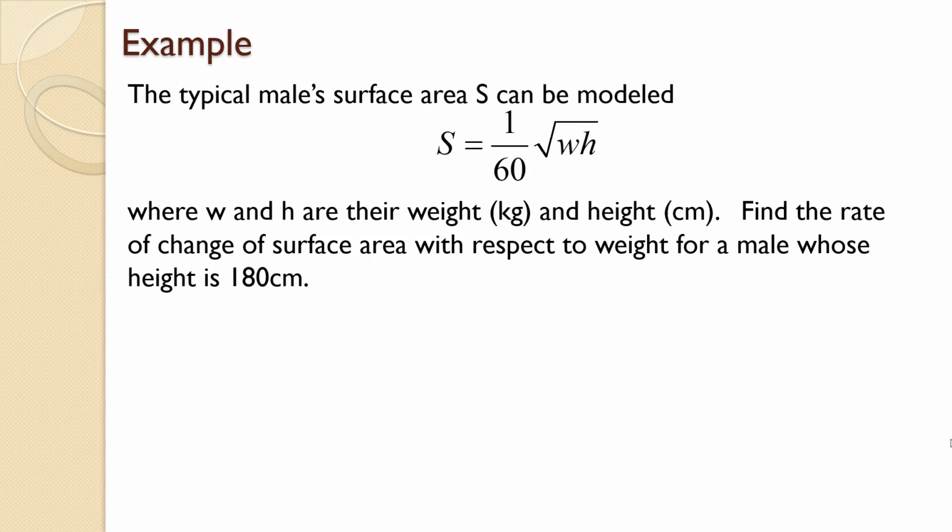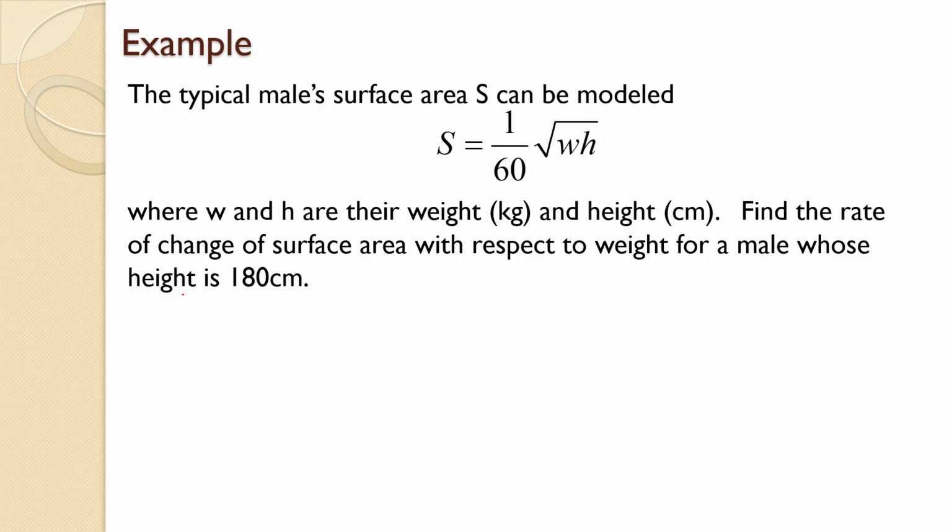So let's get beyond these motion problems and get back to just a general rate of change problem. The typical male surface area can be modeled by this formula, where W and H are their weight in kilograms and height in centimeters. Now this is just an approximation. Don't think too deeply on it. Find the rate of change of the surface area with respect to the weight for a male whose height is 180 centimeters. So first, I need a way to get the surface area in terms of the weight only.